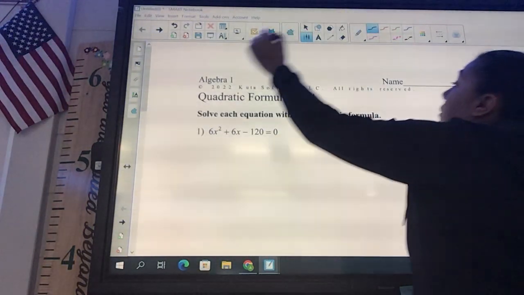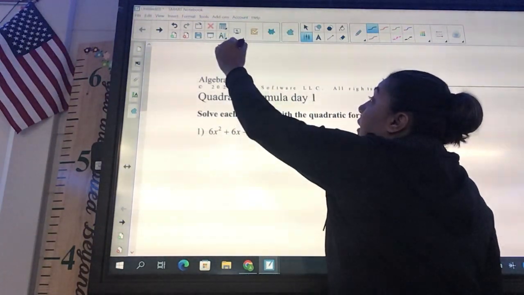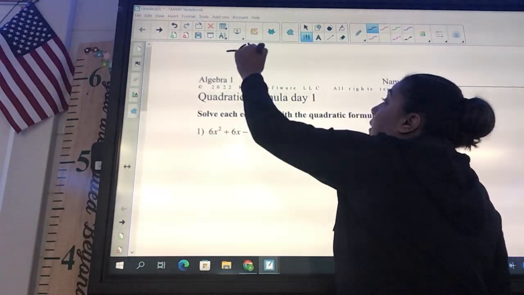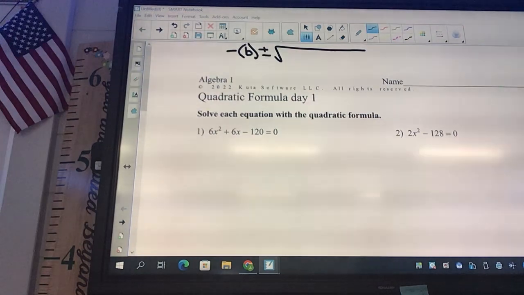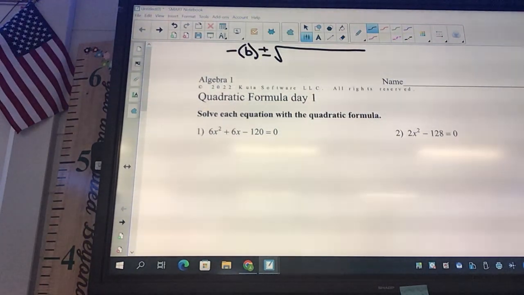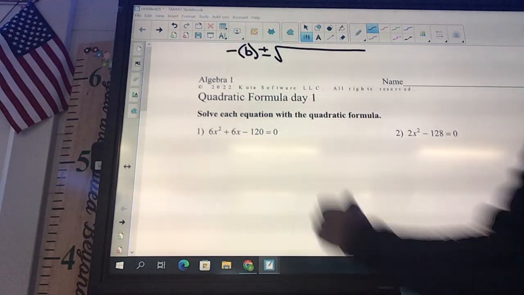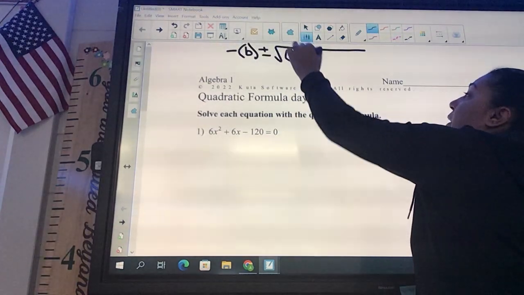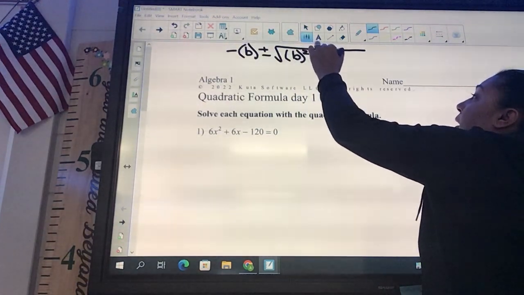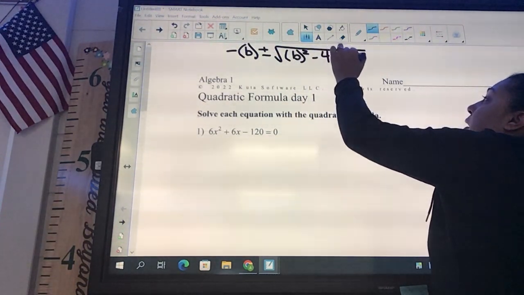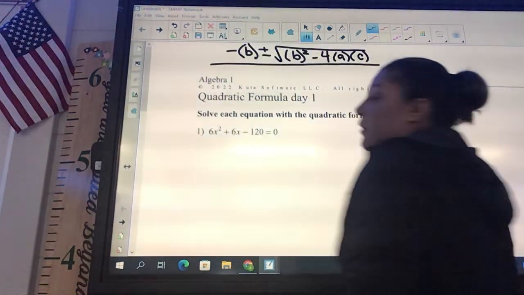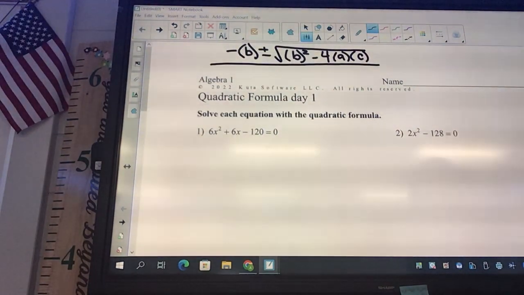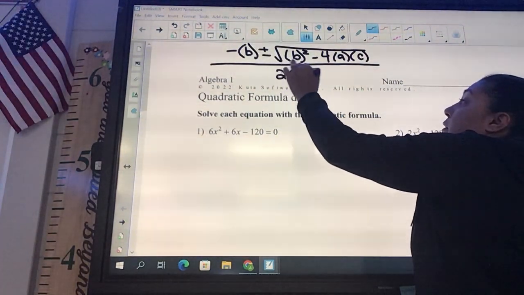Here it is. So we got, and use the parentheses, you got negative b plus or minus that square root of b squared minus 4 times our a times our c. All of it over 2 times a.